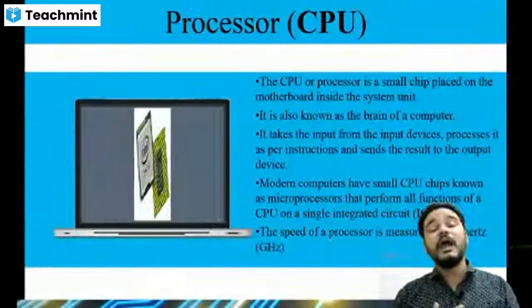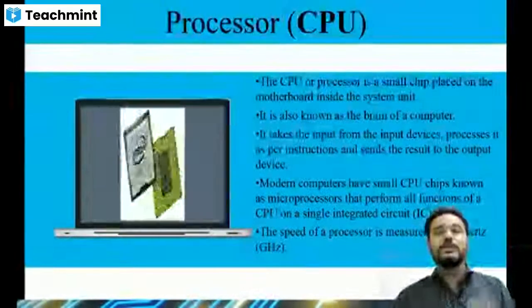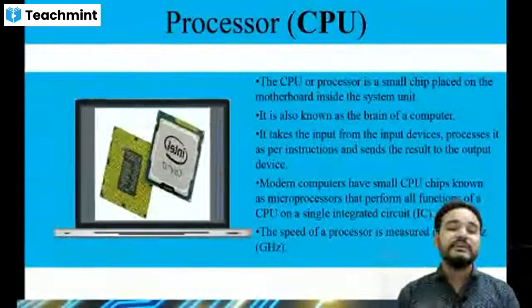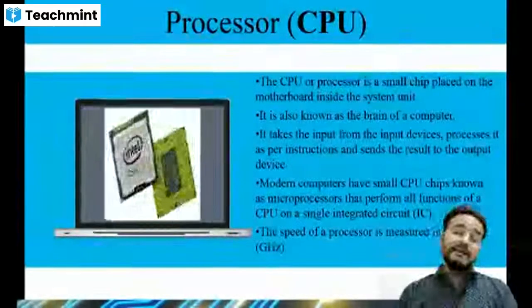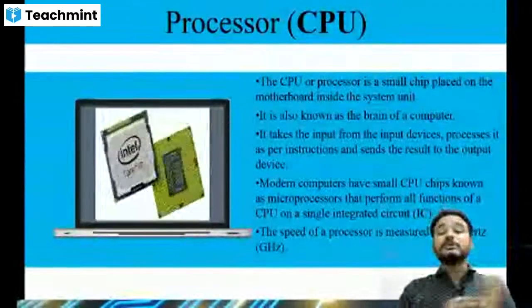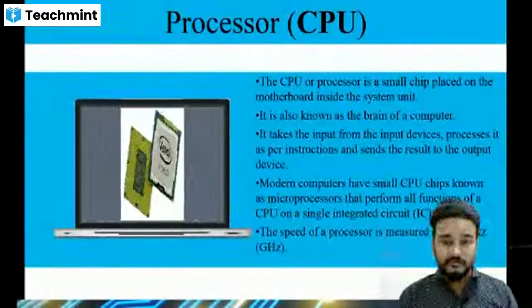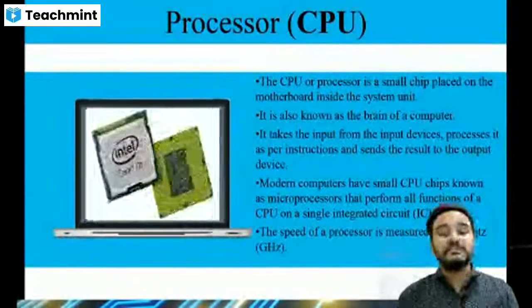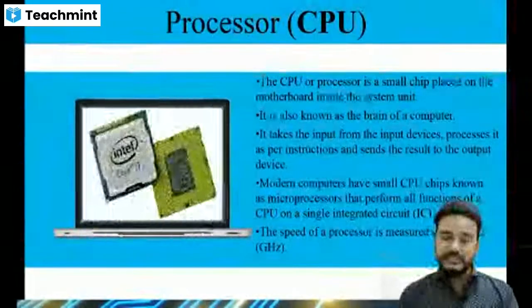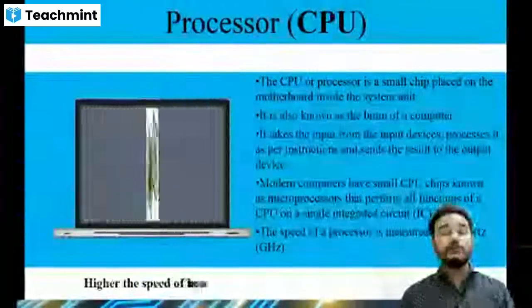So the modern computer has modern CPUs. They have made them very small also, and that small microprocessor is called an integrated circuit. And how is the processor speed measured? The speed of a processor is measured in gigahertz. Gigahertz, GHz, is the unit of a CPU's speed measurement. That is, gigahertz is the speed measurement unit of a processor.